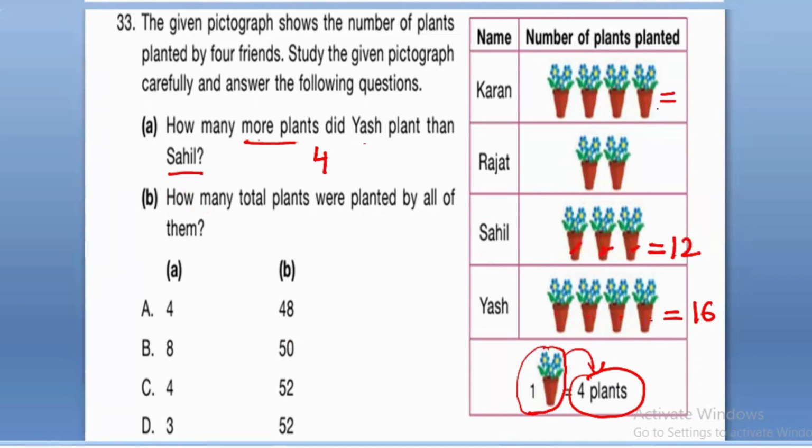Now Karan has planted 1, 2, 3, 4, which means 4 plus 4, 8, 8 plus 4, 12, 12 plus 4, 16. Karan has planted 16 plants. Now Rajat has planted 4 plus 4, which equals 8. Now the question is asking about total plants. So again, the word total is there, so we need to add all the number of the plants. So what are we getting after adding all?